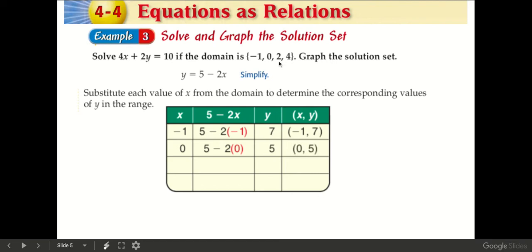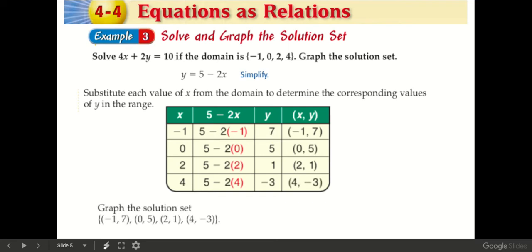Third in the domain is 2. So I'm going to substitute 2 in for my x. 2 times 2 is 4. 5 minus 4 is 1. So the next ordered pair is 2, 1. Finally, the last number of my domain is 4. I'm going to substitute 4 in for x. 2 times 4 is 8. 5 minus 8 is -3. So my last ordered pair is 4, -3.